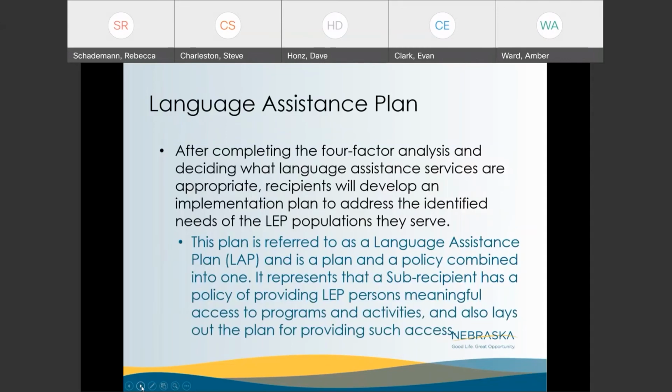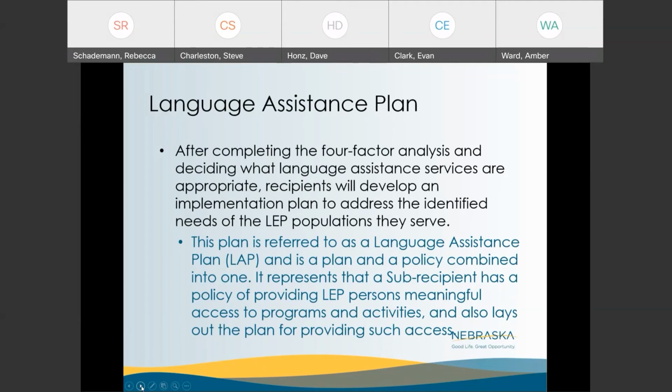So sometimes after the 4-factor analysis, it is determined that you have a very high population of individuals that are impacted by your CDBG project, and you may need to develop a language assistance plan. So this will address the identified needs of the LEP population that the community serves. So often we refer to it as an LEP. We do ask for this.